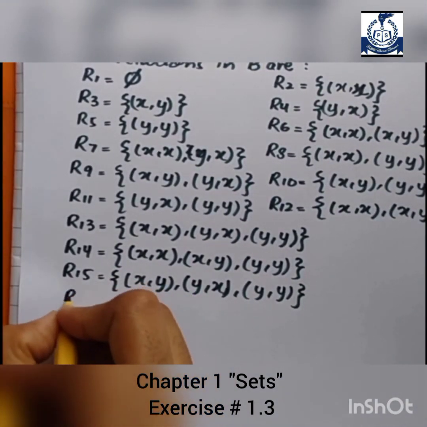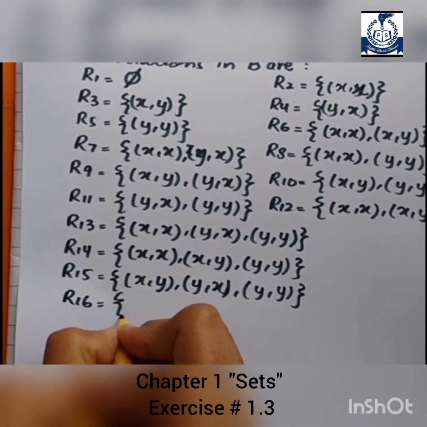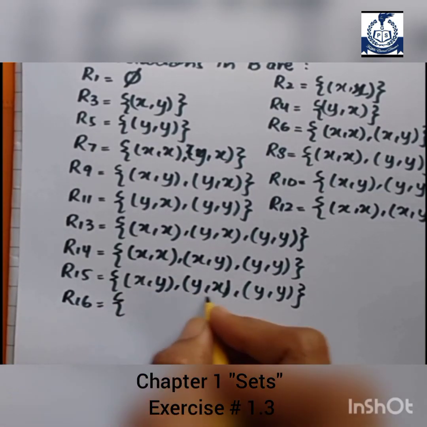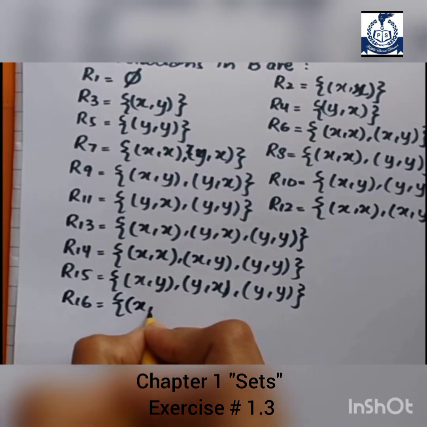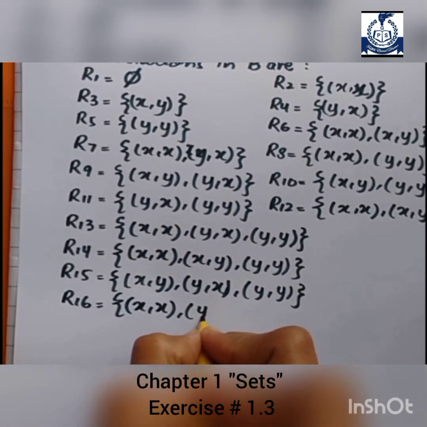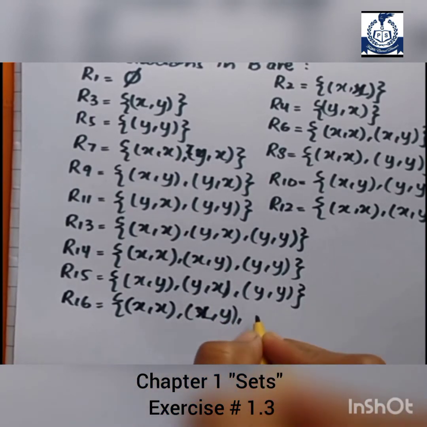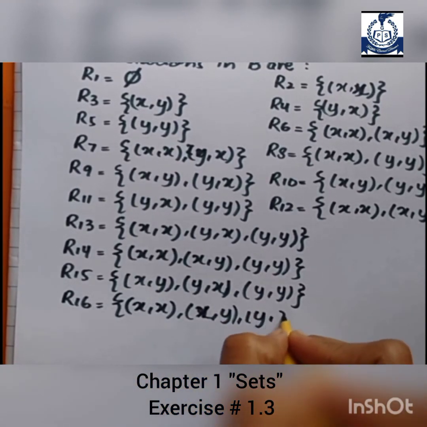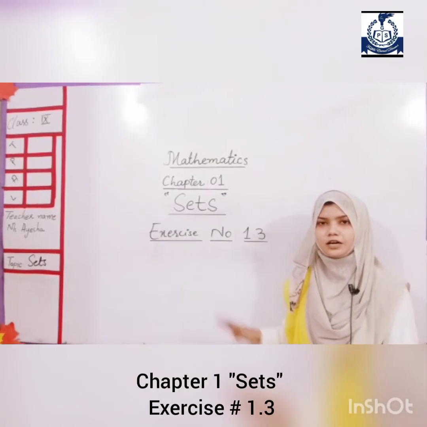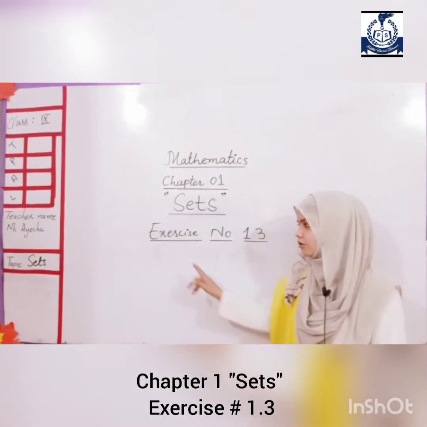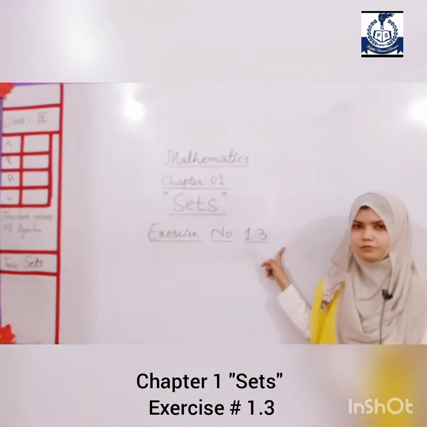And then we make relation 16, and in this relation we write all the elements, which are (x, x), (x, y), (y, x) and (y, y). Students, I hope you all understand all the questions of exercise number 1.3.